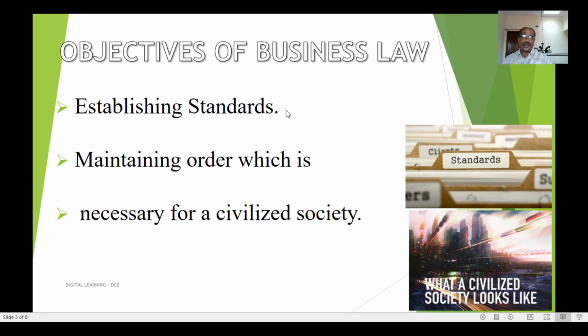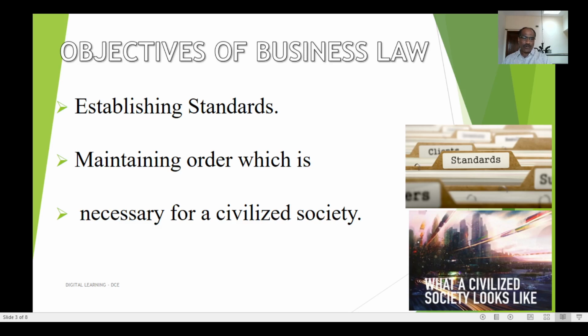If the standards are not maintained by the business, then according to the Consumer Protection Act, if there are some defects in the manufacturing of goods or in providing goods or any other services, the consumer can take action against the manufacturers or the business people. Otherwise, if the standards are not mentioned by the law, it is very difficult to maintain the quality of the products, and there will be an injustice for the customers and the society.